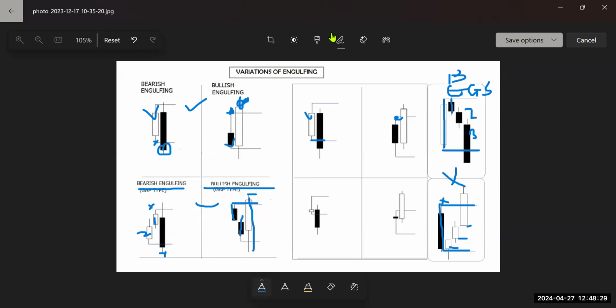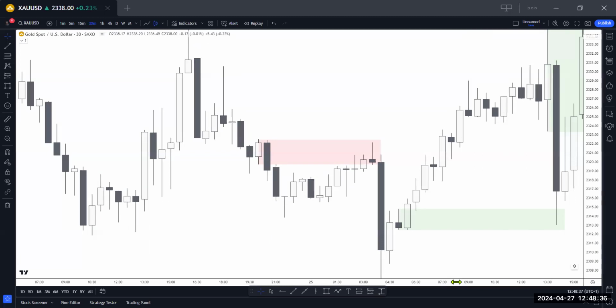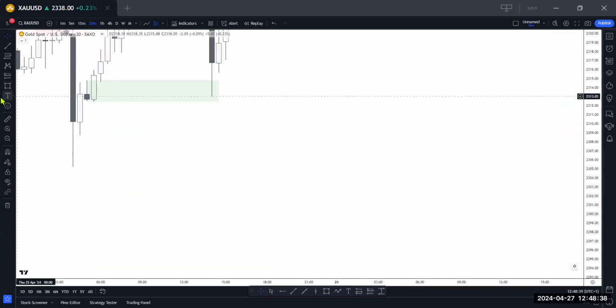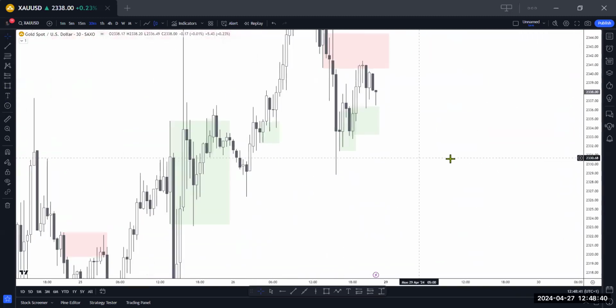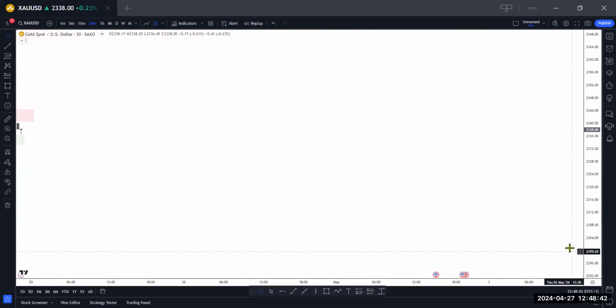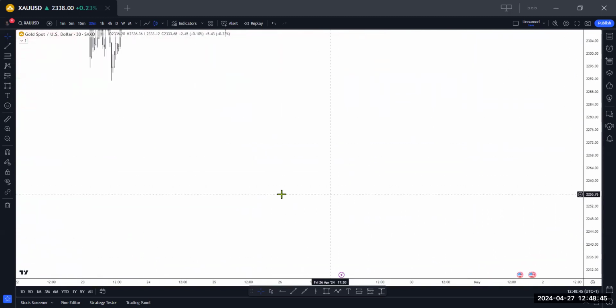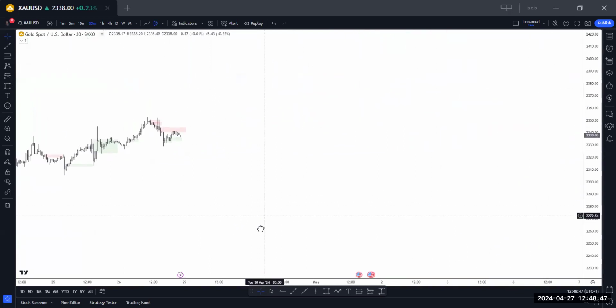So that shows an important part in Malaysian SNR. So when we consider Malaysian SNR, engulfings are very, very important. And this is a secret. This is a secret why engulfings are very important. I mentioned earlier that engulfings have the highest amount of patterns.